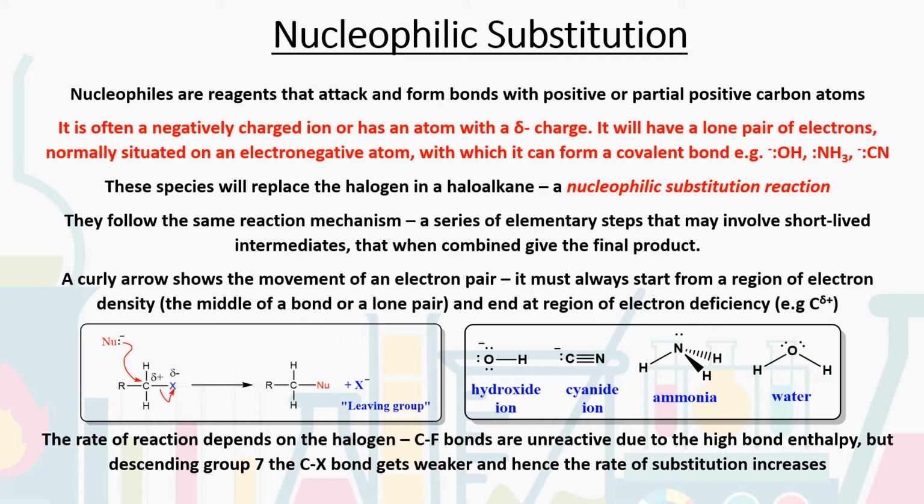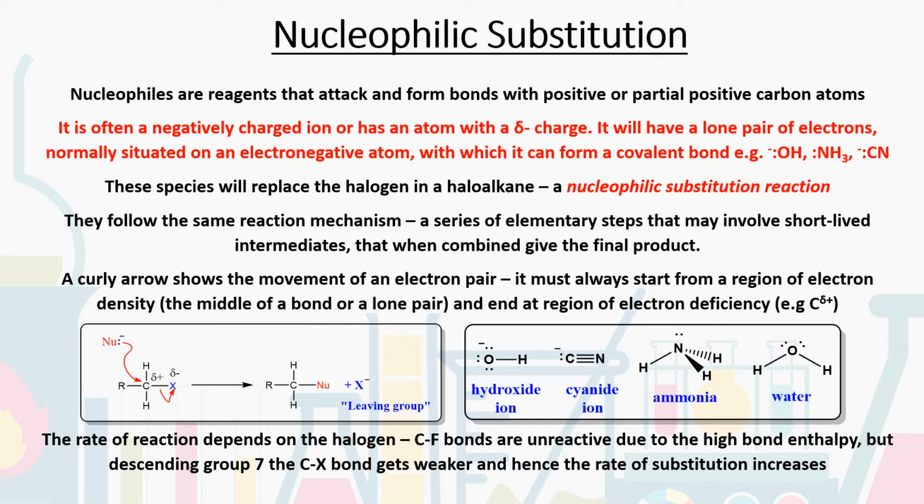And remember that when we draw a mechanism, we always have to remember that every step balances in terms of charge and in terms of atom numbers. And so overall, on the left-hand side, we have an overall negative charge from the nucleophile. So we have to make sure that we have an overall negative charge on the right-hand side, and that comes from our leaving group. Now, the rate of reaction depends on the halogen.